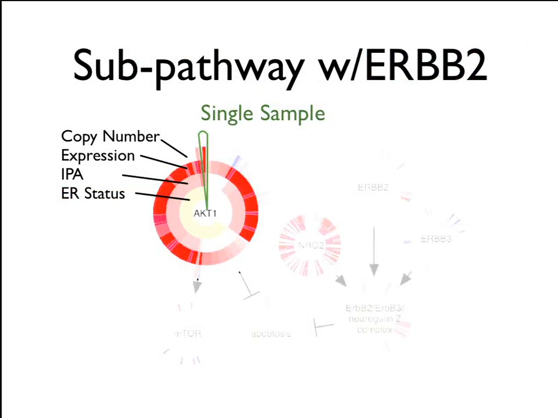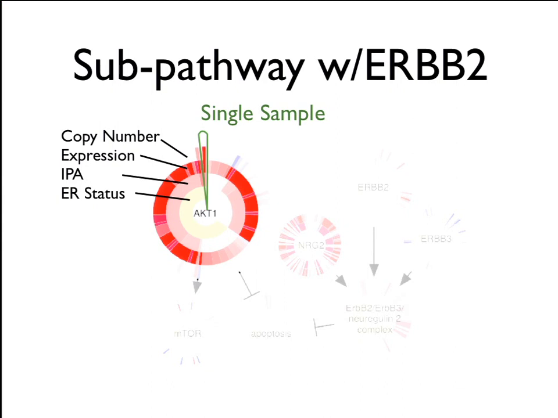We're starting here to plot both data and our inferred quantities, the IPAs. And the way to read this diagram is that each spoke on the wheel is a different sample. So here there's one sample which has an increased copy number, increased expression, and we're inferring a high integrated pathway activity for it, and then I'm also showing the estrogen receptor status at the bottom.